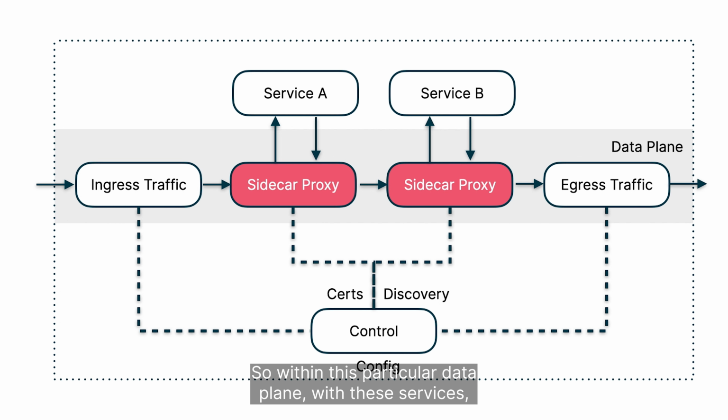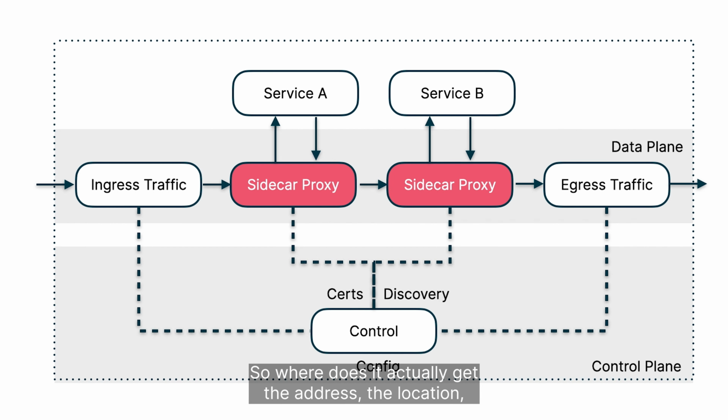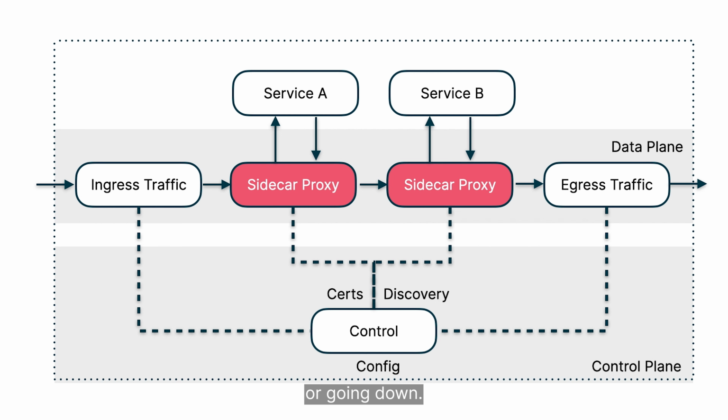So within this particular data plane, with these services, they talk, and their traffic, when they're talking together, is intercepted by a sidecar. And that is where the network, the plumbing of how these things actually get wired together, lives. So where does it actually get the address, the location, the routing table? Well, there's a control plane. And in the control plane, it can do things like feed that routing table of where service A and B live. And those are particularly important in a microservice environment where we may have services that are coming up or going down. So a sidecar handles all of this plumbing and removes some of these technical things that we've had to add to deal with the network.